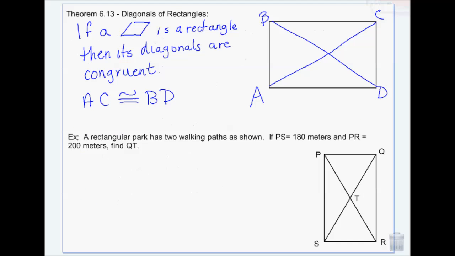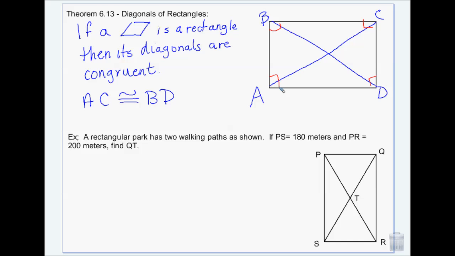If a parallelogram is a rectangle, right? So we have a parallelogram. It's a rectangle, which means its 4 angles are all 90 degrees. Then that means that if you draw diagonals, the 2 diagonals are going to be congruent to each other. And if you think about it, it makes sense because this is a right triangle with 2 sides congruent to these 2 sides, which makes another right triangle. So it makes sense that the 2 diagonals would be the same.